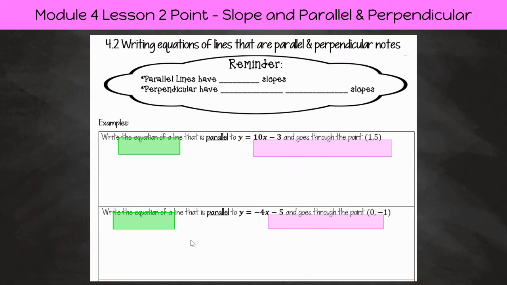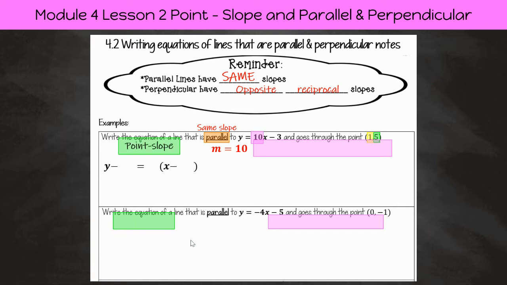All right, now let's take a look at 4.2, writing equations of lines that are parallel and perpendicular. So just a quick reminder, parallel lines have the same slope, perpendiculars have opposite reciprocal slopes. So we need to write the equation of a line that is parallel to y is equal to 10x minus 3 and goes through the point. So if we have to have a line that is parallel and our slope is 10, that means that the slope of our new line has to also be 10. And then we have to make sure that that line goes through the point 1, 5.